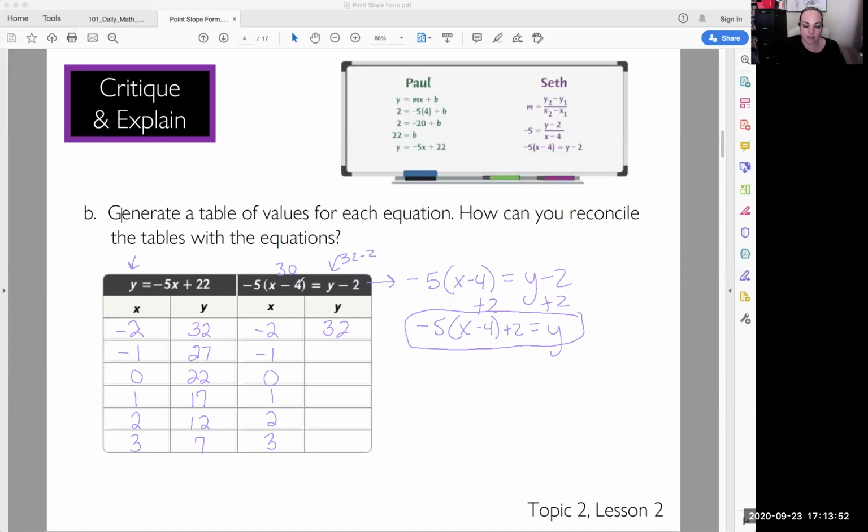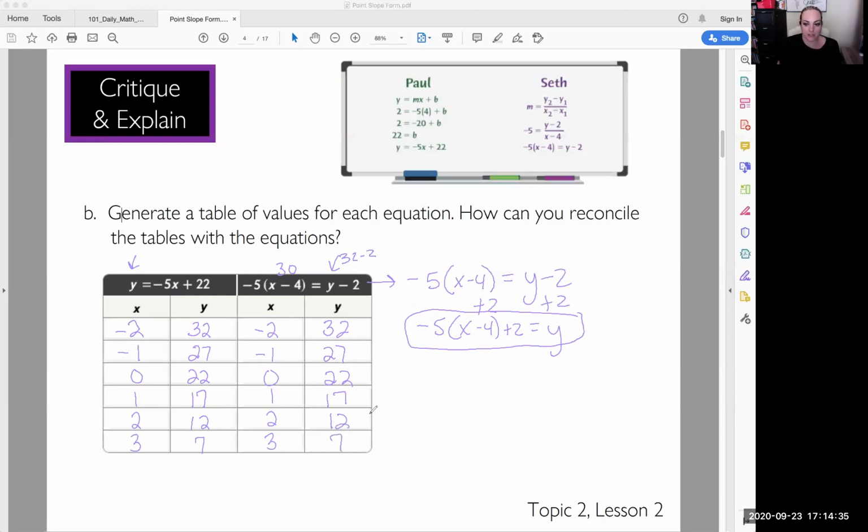-1 minus 4 is -5, times -5 is 25. Some number minus 2 equals 25. We know that's 27. So you're going to see the pattern here. 0 minus 4 is -4. -4 times -5 is 20. Some number minus 2 equals 20. That must be 22. So this is going to be the same. And we could have kept solving this to see that Y equals -5X plus 22 when we distribute and add the 2. They are in fact the same equations.